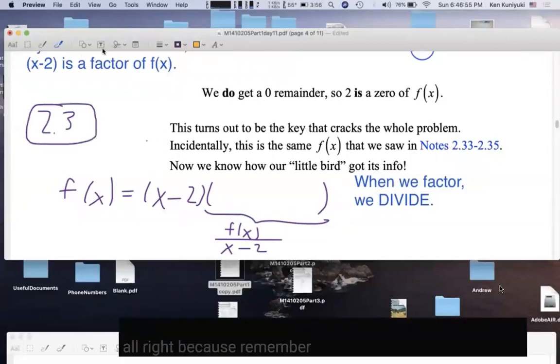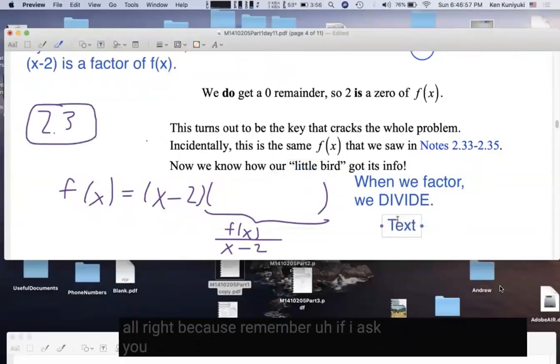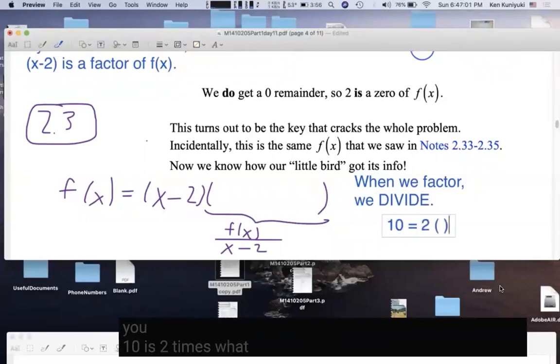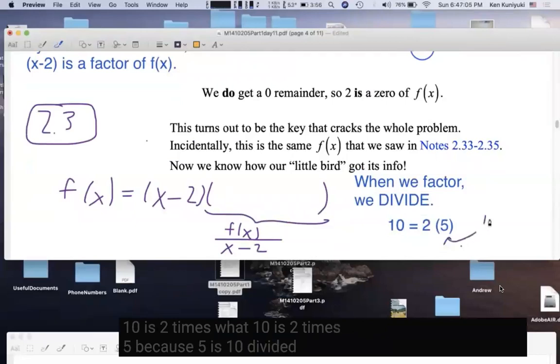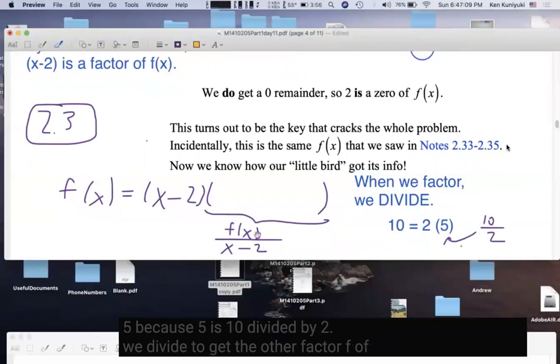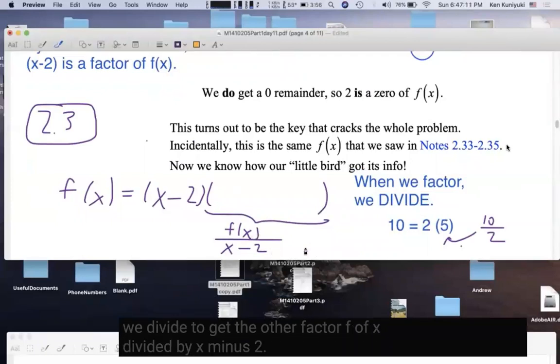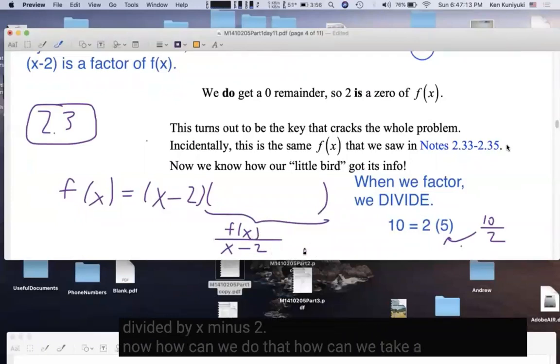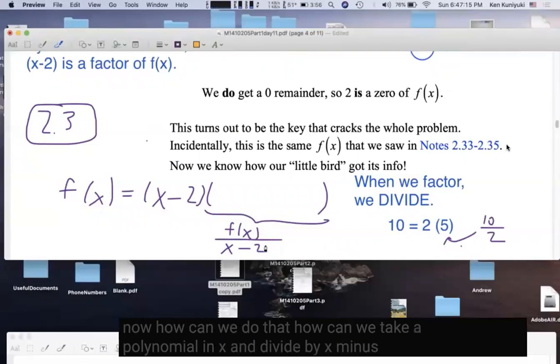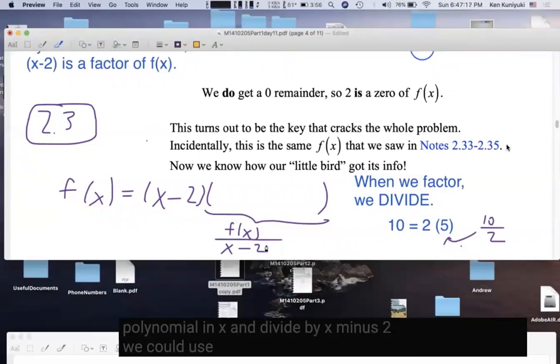All right. Because remember, if I ask you, 10 is 2 times what? 10 is 2 times 5. Because 5 is 10 divided by 2. We divide to get the other factor. F of x divided by x minus 2. Now, how can we do that? How can we take a polynomial in x and divide by x minus 2? We could use synthetic division.